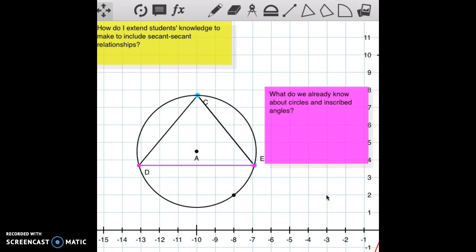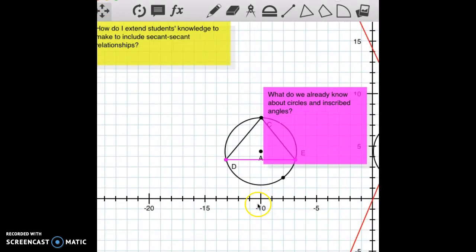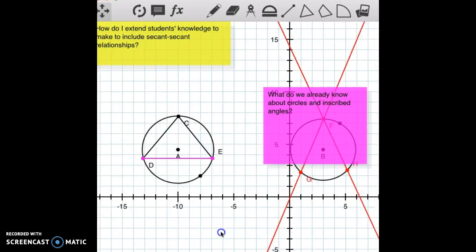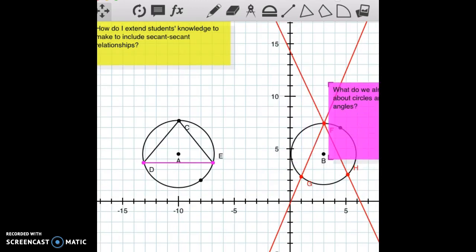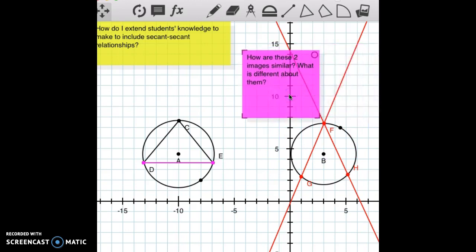So using all of that we talked about before, and moving on to how are angles different. Let's look at this particular example, where we're looking at, well, how are the two images similar? What is different about them?